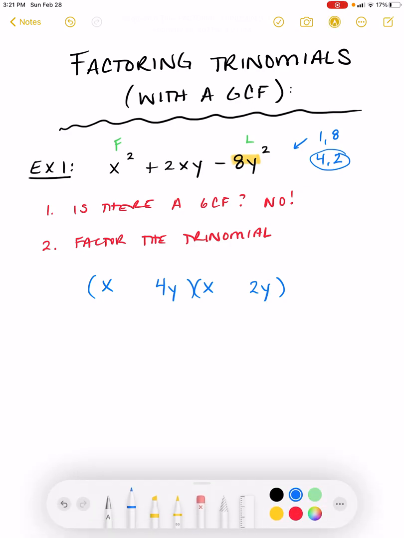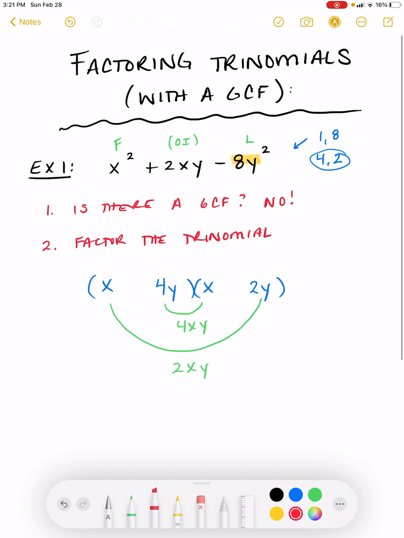Now, that brings us to this middle term. This 2xy is the outer and the inner combined like terms. So the outer term is 2xy, the inner term is 4xy. And so then the question becomes, how does the outer and the inner add or subtract to make a positive 2xy? So I particularly like this rule a lot, where if I can see that this middle sign right here is a positive, I know that the bigger of the two terms needs to reflect that middle sign. So whatever the bigger term is in your outer and your inner, it needs to have the same sign as the middle term of the trinomial.